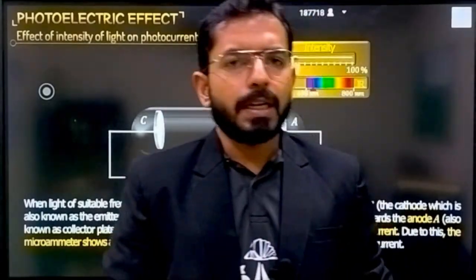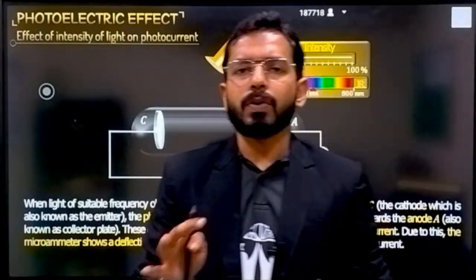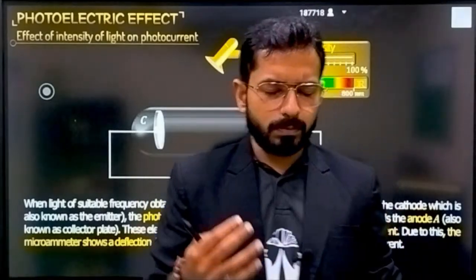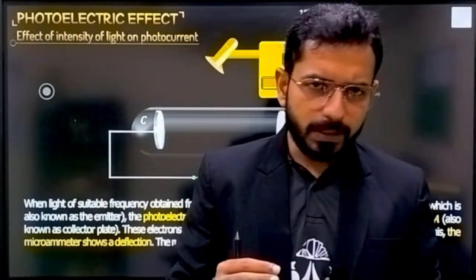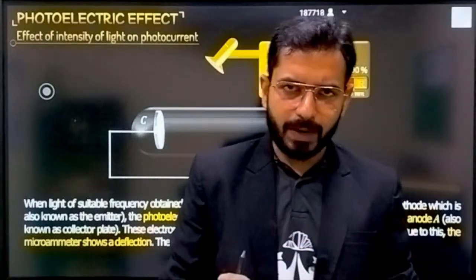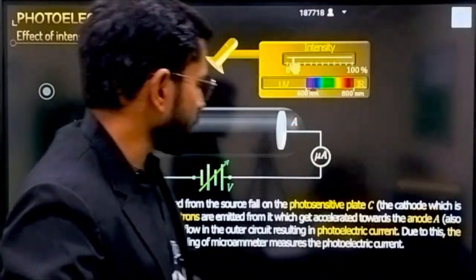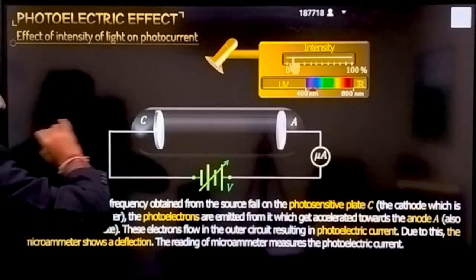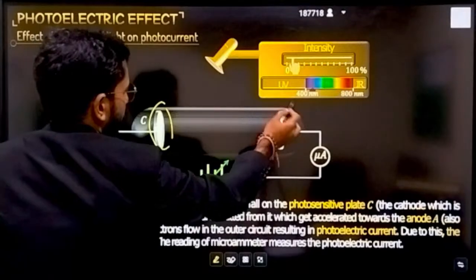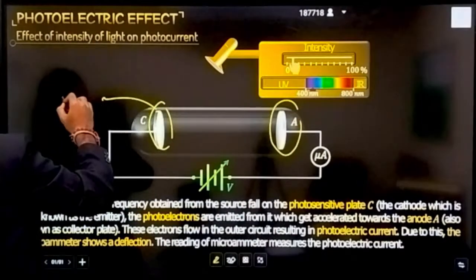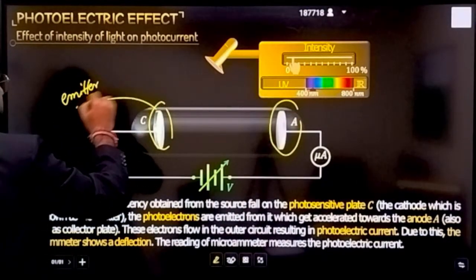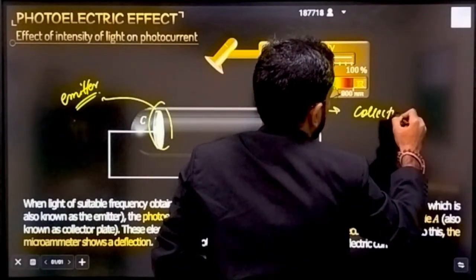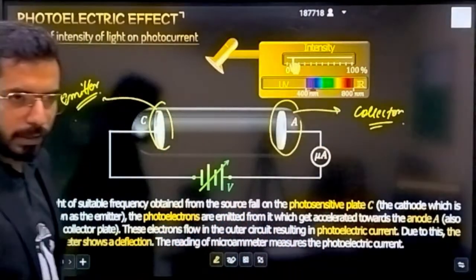Now let's move to the next portion. Let's see some important variations of that same photoelectric experiment that we have understood. In the same experiment, let's see what further we have to understand. In the same photoelectric experiment, I've told you this is called the collector plate, and this is called the emitter plate. Let me quickly recap what we have understood.